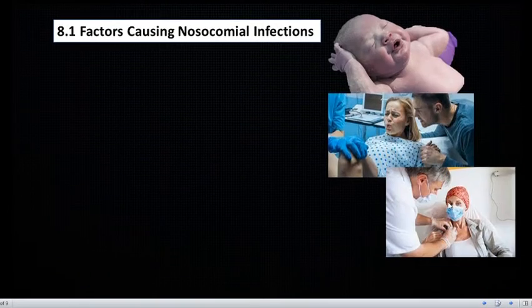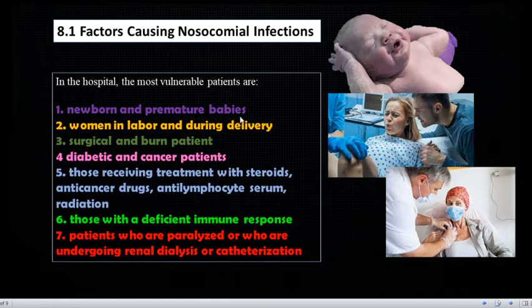Okay? Next. So, in here we have the list of most vulnerable patients for nosocomial infection. Number 1, we have the newborn and the premature babies. So, yung mga bagong pinanganak. Number 2, women in labor and during delivery. When you are under labor and delivery class, so, nagkakaroon din ng open wound, okay, yung ating mother. So, prone siya to nosocomial infection.